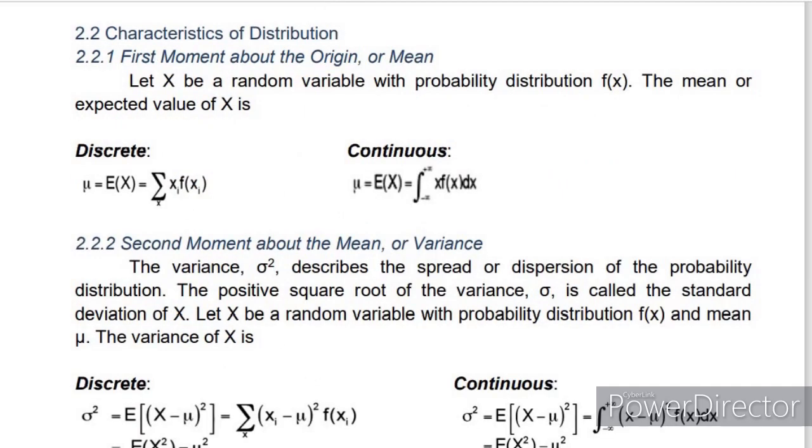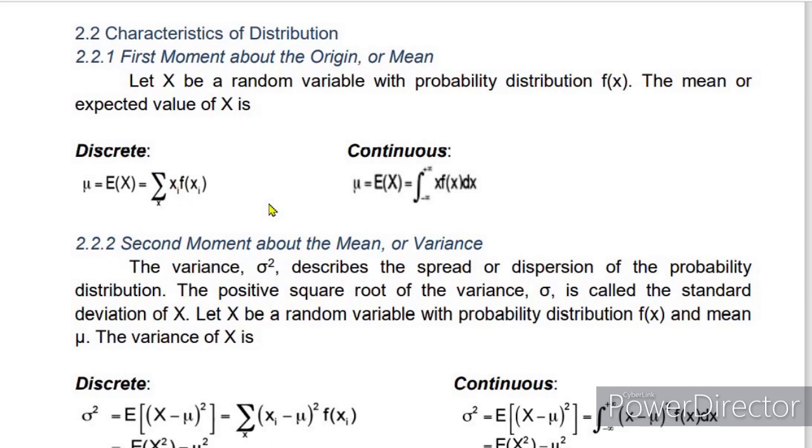Next, 2.2, characteristics of distribution. 2.2.1, the first moment about the origin or mean. So let capital X be a random variable with probability distribution f of x. So you notice that capital X is always a random variable. The mean or expected value of capital X for discrete is given by mu. Okay, mu is equal to the expected value of the random variable X is equal to the summation of x sub i f of x sub i, okay, over all x.